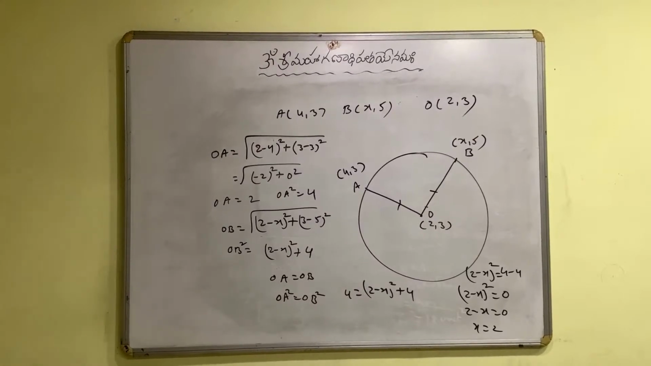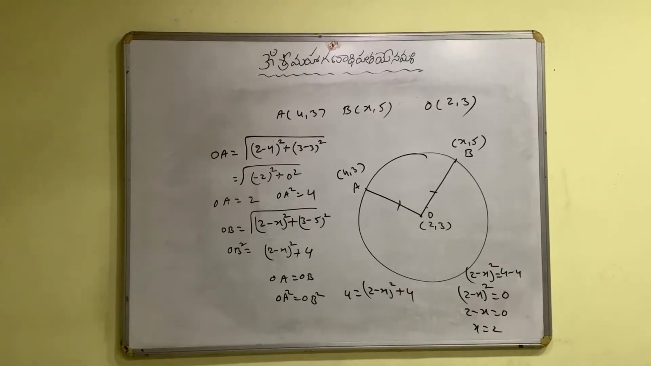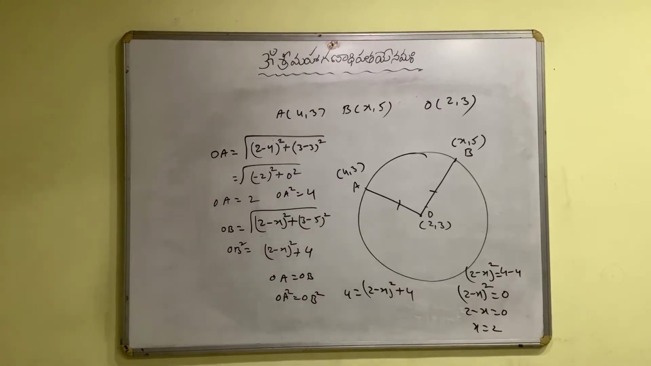Is that understood? OA is 2, then OA square is 4. OB is root over (2 minus x) whole square plus 4. Then for OB square, we cannot write the square root. So (2 minus x) whole square plus 4 is equal to 4. Then (2 minus x) whole square is 0. Then x is 2.